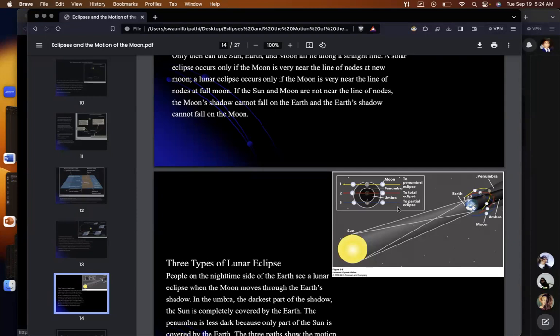So there is a total lunar eclipse when it goes through the umbra. When it totally goes through the penumbra, then it is called a penumbral eclipse. And when it goes partially through the umbra, then it is called a partial eclipse.